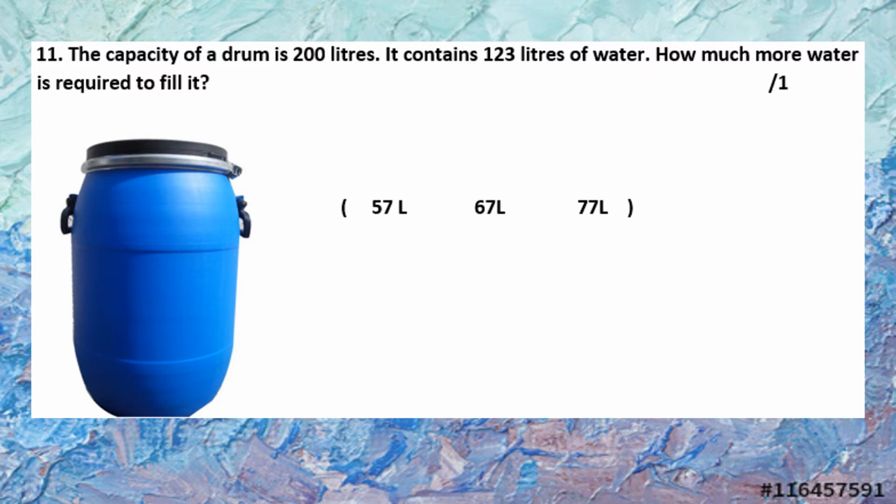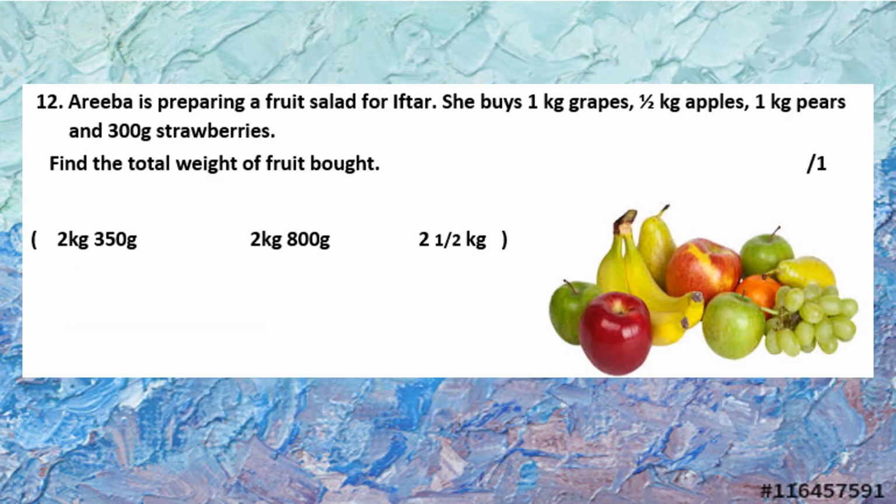Question number 11. The capacity of a drum is 200 liters. It contains 123 liters of water. How much more water is required to fill it? So, find out. Question number 12. Ariba is preparing a fruit salad for iftar. She buys 1 kg grapes, half kg apples, 1 kg pears and 300 grams strawberries. Find out the total weight of fruits bought.